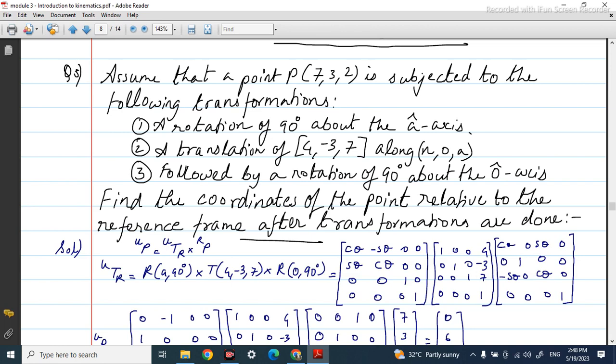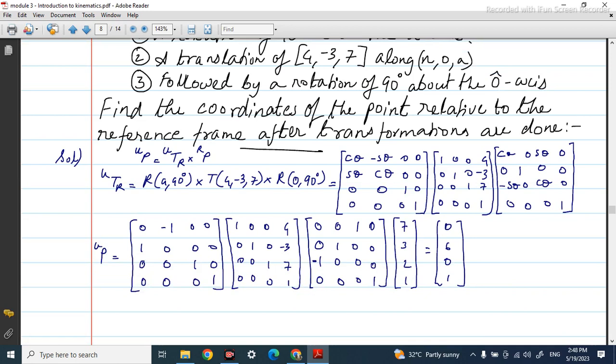First we will multiply the matrix of this one, a rotation of 90 degrees about the A axis. Okay, so this is the matrix for that, multiplied by the translation which is 4, -3 and 7. Okay, this is the second matrix. Again multiplied by the third matrix, that is the rotation of 90 degrees along the O axis. Then multiplied by the initial NOA, that is 7, 3 and 2. So we'll have these four matrices. When we multiply these four matrices, we'll get the values as 0, 6, 0 and 1. Okay, so this is how you solve the problems related to rotation.